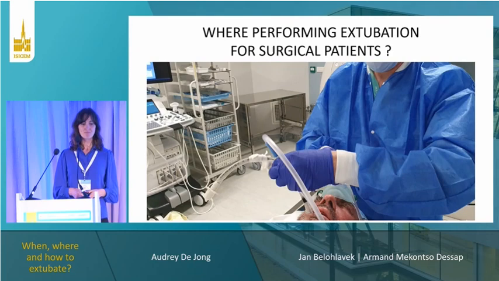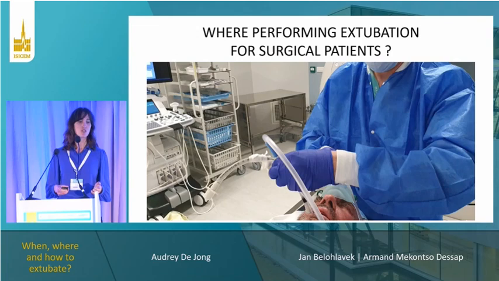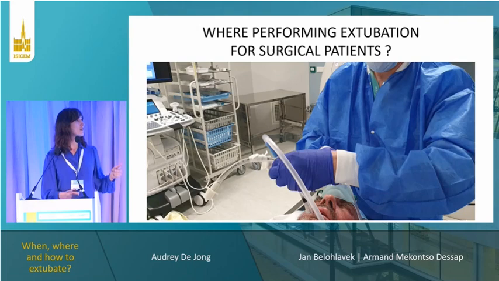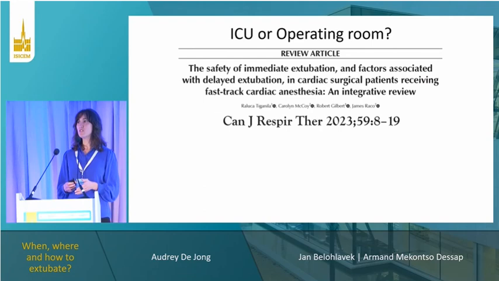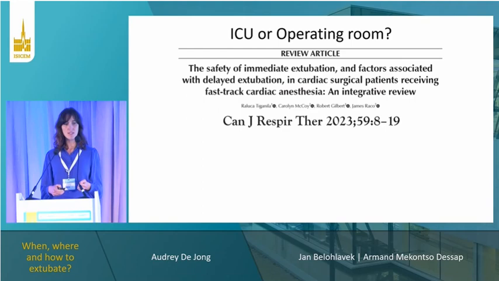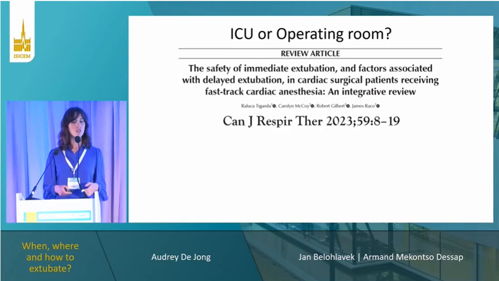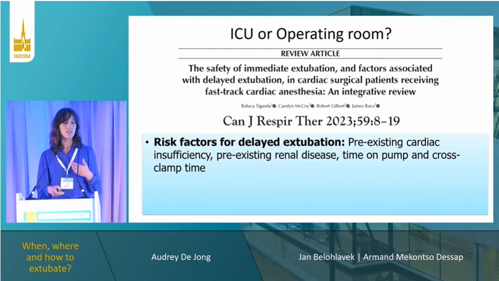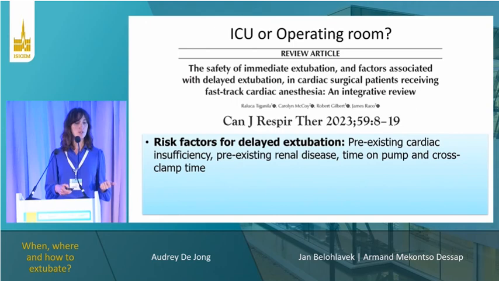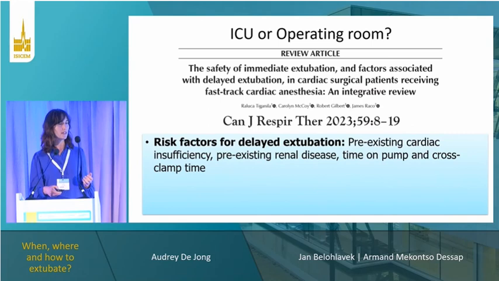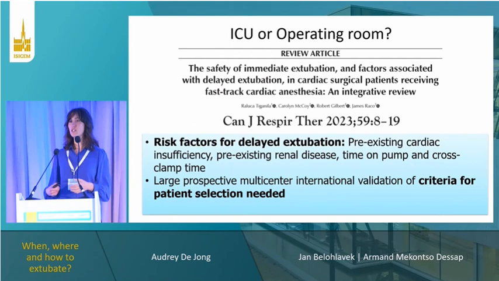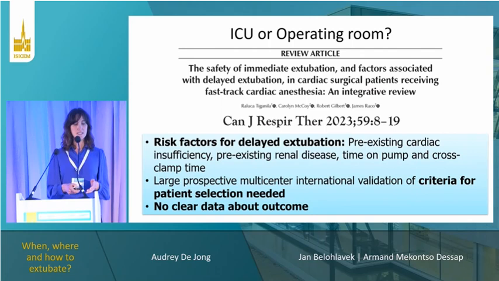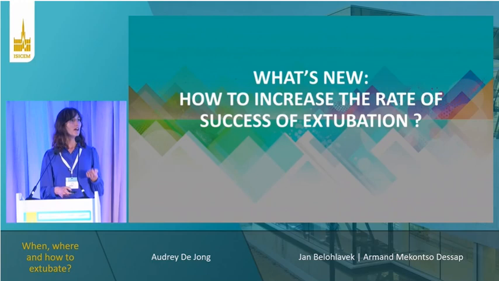So now we're performing extubation for the surgical patient in the ICU. But the title was when, where, and how, so where. For surgical patients, we more or less have the choice between the ICU and the operating room for performing extubation. A recent review was published this year, again in cardiac surgical patients. It found that risk factors for delayed extubation exist, such as pre-existing cardiac insufficiency or renal disease, time on pump and cross clamp time. But overall, there are no clear criteria for patient selection. For this patient, should I extubate in the ICU or the operating room? It is unclear, and we also have no clear data about outcome, even if the literature is abundant on the subject.